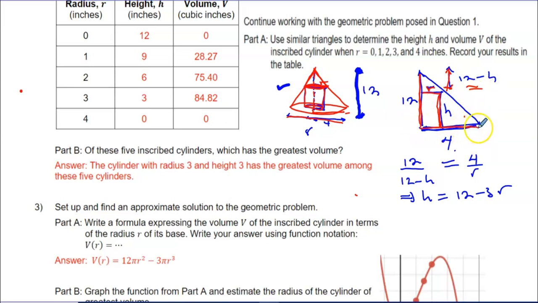Now the radius of the cone was 4, and so the base of the cylinder is going to be equal to the radius, which is 4.